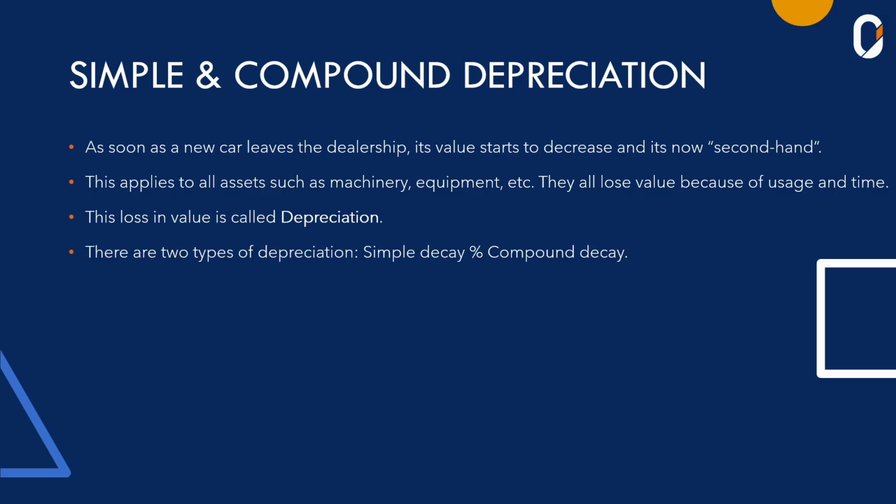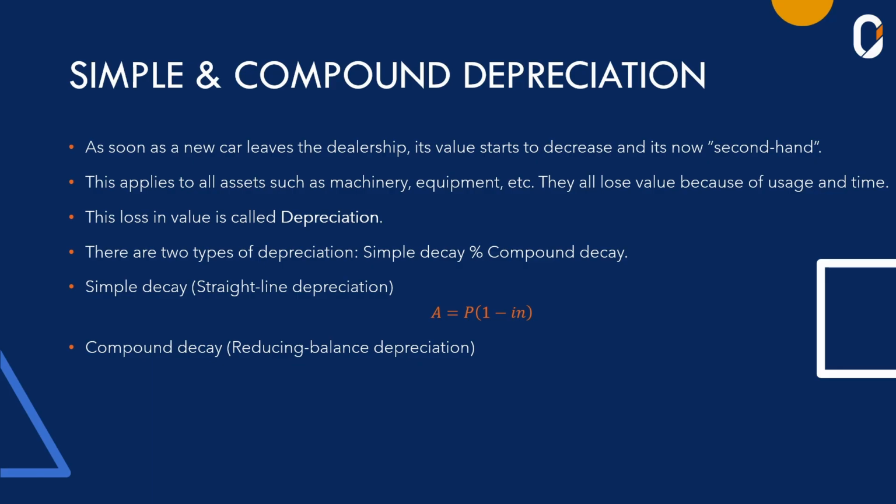There are two types of depreciation, which are simple decay and compound decay. Simple decay, otherwise known as straight line depreciation, is represented by the formula A = P(1 - iN), otherwise the simple interest formula, but we change the positive sign to a negative sign between the 1 and the iN, as you can see. And next we have compound decay, otherwise known as reducing balance depreciation, and its formula is given by A = P(1 - i)^N. Again, it is the compound interest formula, but we just change the sign in between.